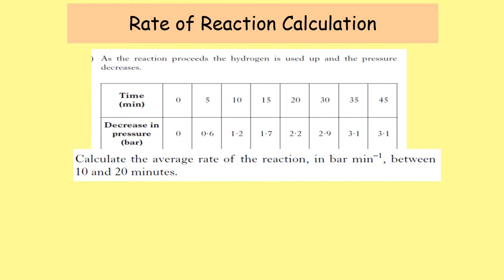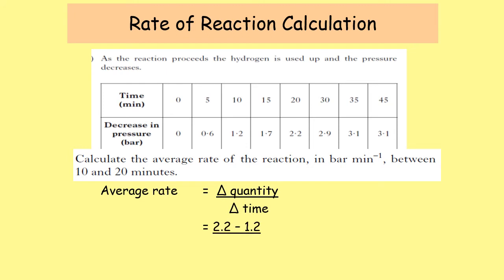So this time we've got a table, and this time we've got it a bit more complicated because we're told to work out the average rate between 2 times. So whenever we're doing this, we need to look at what has changed in terms of time and what has changed in terms of measurement. So the average rate is the change in quantity divided by the change in time. Now our change in quantity.